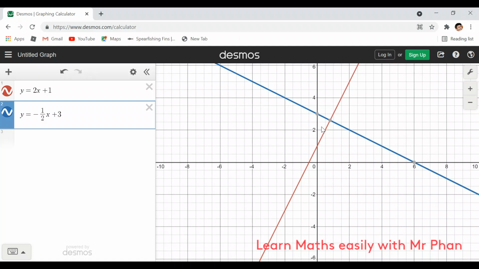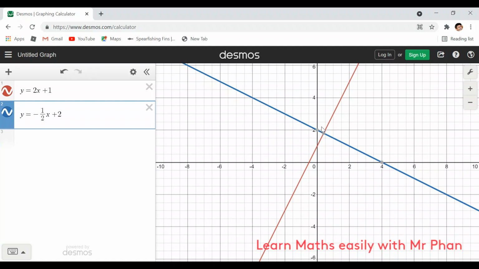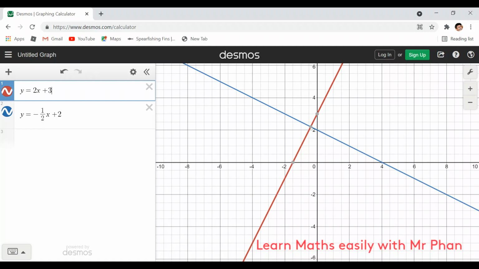If I change this one to the number 2, what happened? They're still perpendicular. If I change the y-intercept of the first equation to the number 3, they're still perpendicular, isn't it? If I change this one to the number 1, they're still perpendicular. So that means whether the two lines are perpendicular is not affected by the y-intercept.